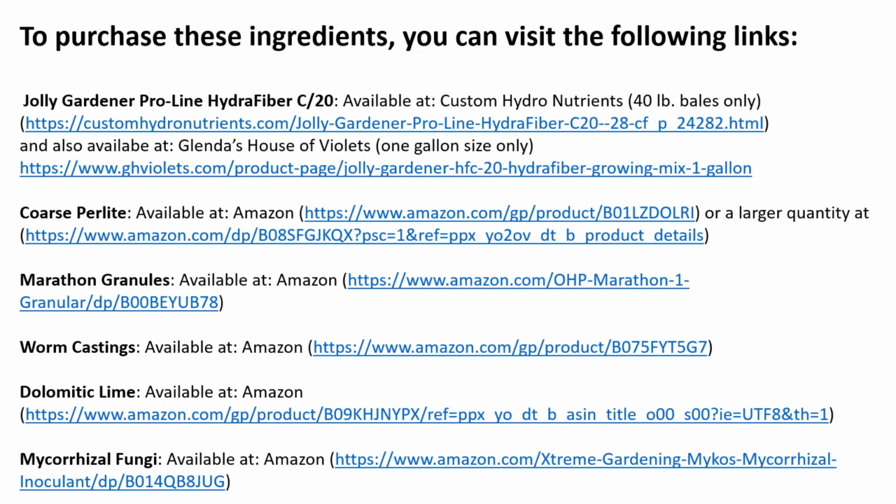To purchase these ingredients, you can visit the following vendors. Jolly Gardener Proline HydraFiber CE/20, available at Glenda's House of Violets in 1 gallon size only. Also available at Custom Hydro Nutrients in 40 pounds, bales only.